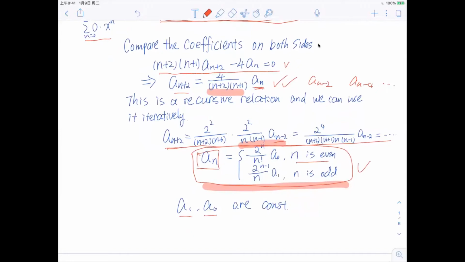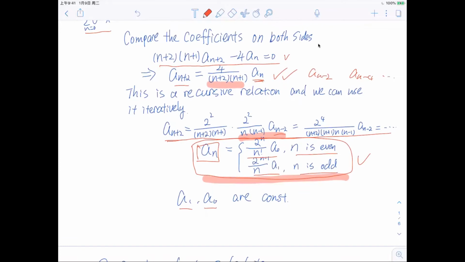When n is even, it has a form like this. When n is odd, it has a form like this. Here, a_1 and a_0 are independent constants. Since this is a second order linear equation, we know it has 2 independent constants.